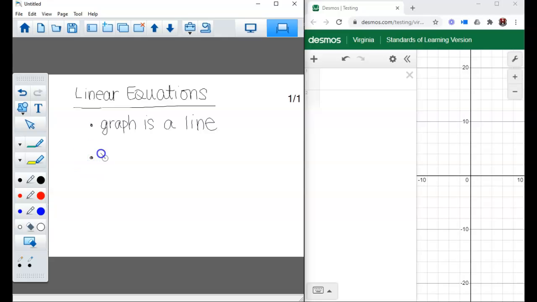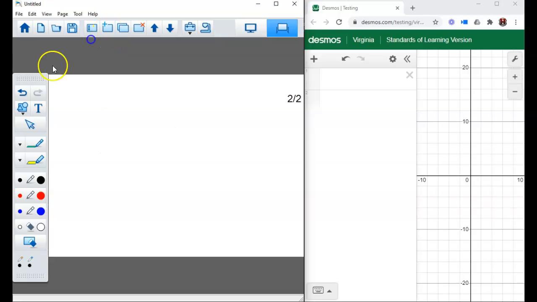We learned about something called the x-intercept, which is where the line crosses the x-axis. And then we also learned about the y-intercept, which is where the line crosses the y-axis. And we're finding those 2 points on the calculator to help us to draw these graphs. So, quick review of what we did yesterday.